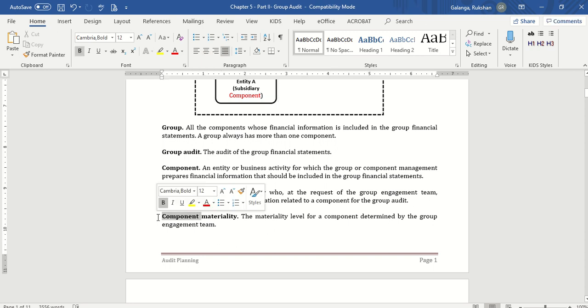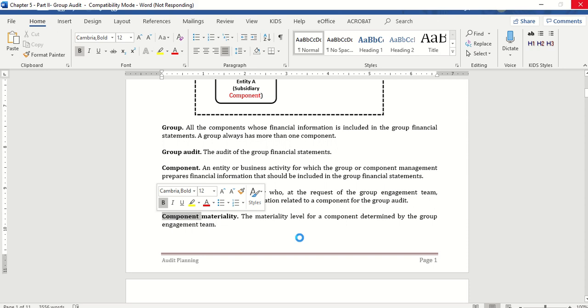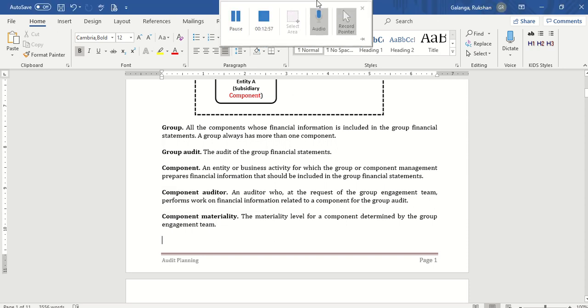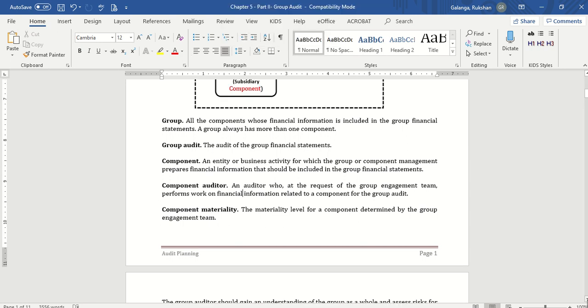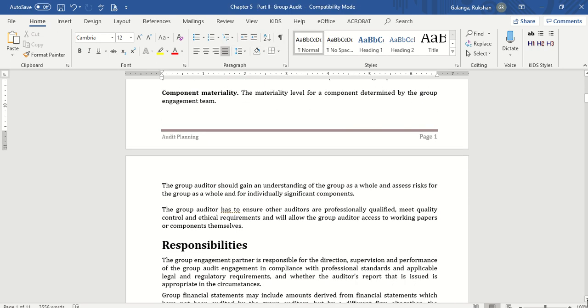Without looking at the next definition, I will move to the next part, because there is a separate place for us to discuss this a little later. So we can see the balance part, right? Okay.